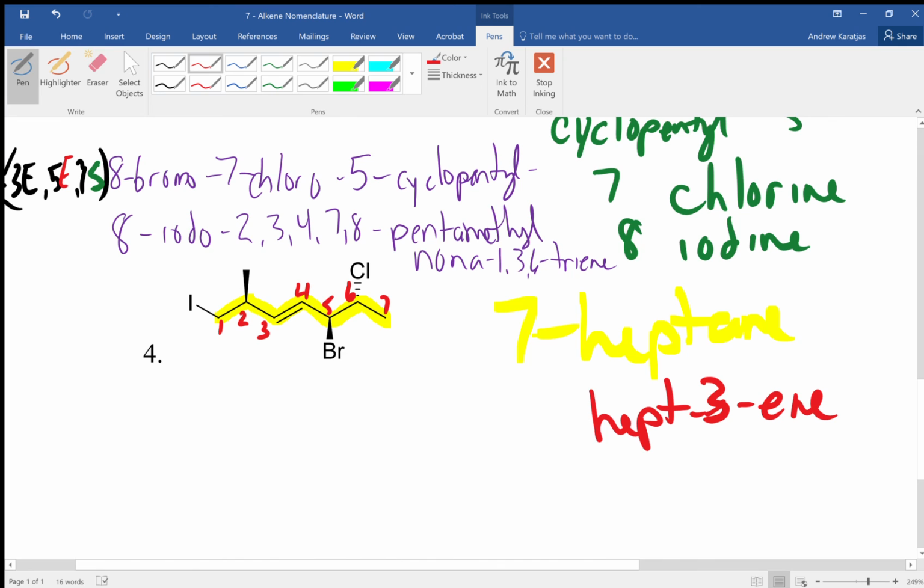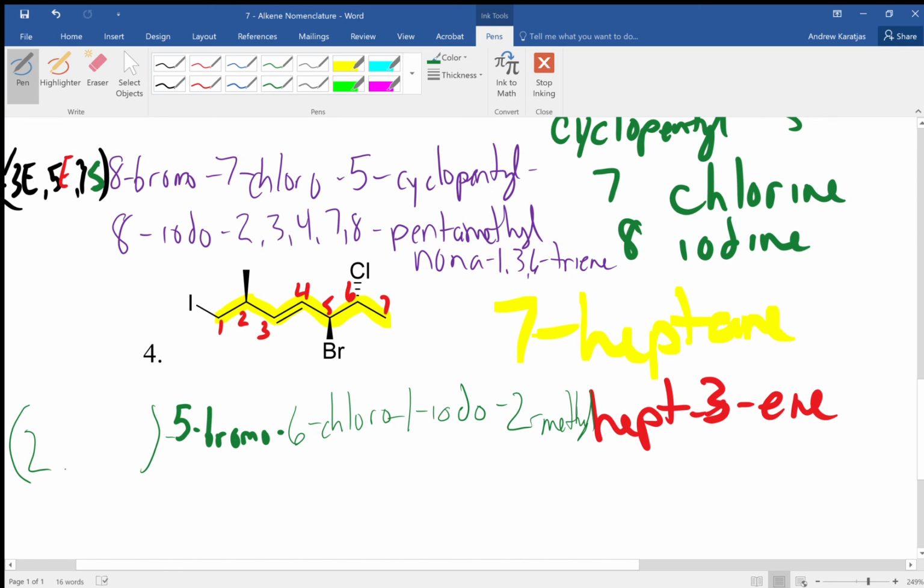Now we can name our substituents, and we'll just do that in alphabetical order. 5-bromo, 6-chloro, 1-iodo, 2-methyl. Final step is we need our EZ and RS. And we have chiral centers at 2. We have the alkene at 3. Chiral center at 5. Chiral center at 6.